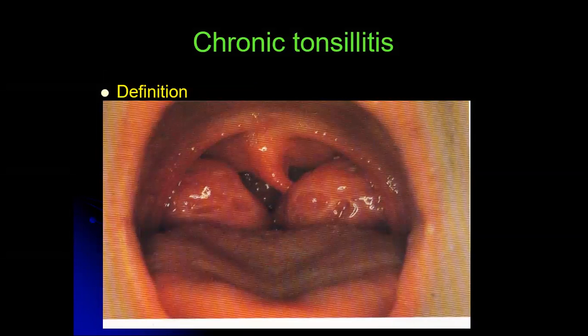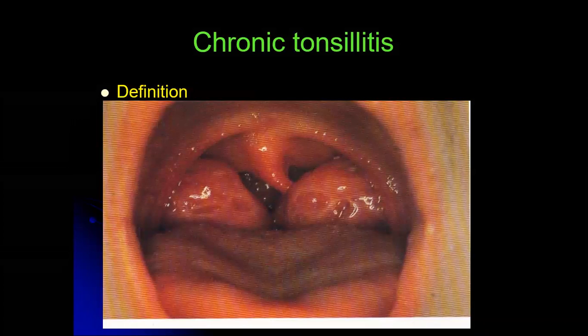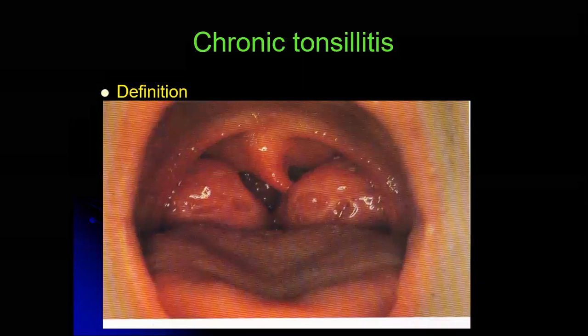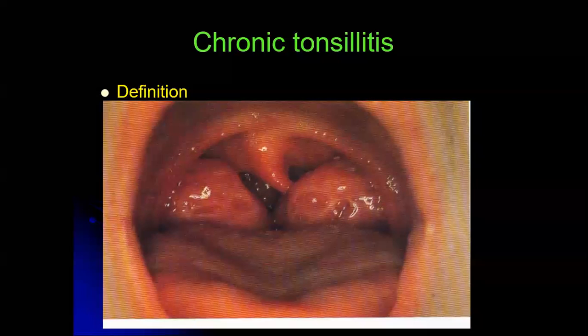This is a very beautiful picture in front of you. That is chronic tonsillitis. When there are 3 to 4 consecutive attacks every 3 months, and in a year, we label it as chronic tonsillitis.